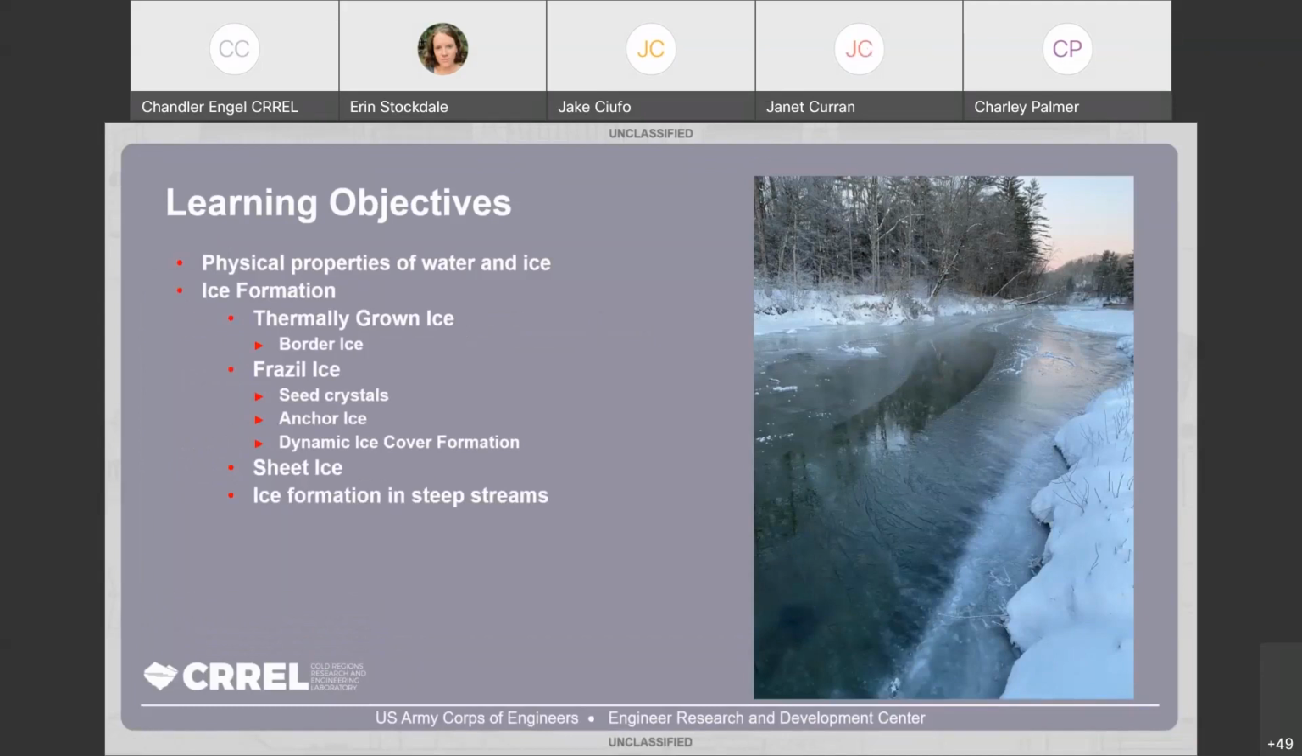Okay. Yeah, so we'll start with the physical properties of water and ice, and then we'll move on to ice formation processes. So we'll cover thermally grown ice, which will include a discussion of border ice. Then we'll cover Frazil Ice, starting with seed crystals. We'll talk about anchor ice and dynamic ice cover formation. Next, we'll talk about sheet ice, and then we have some material on the formation of ice in steep streams that we'll cover.